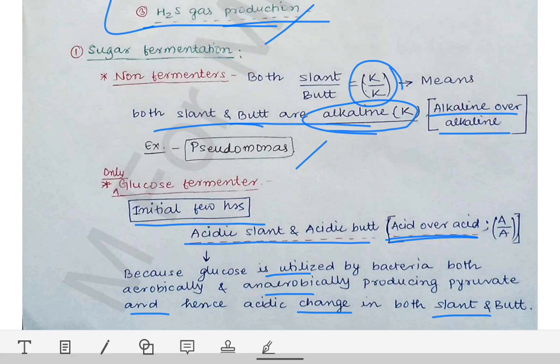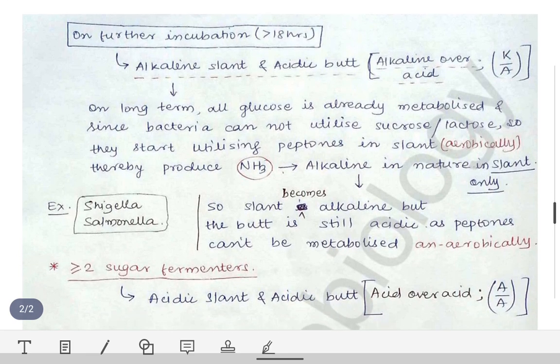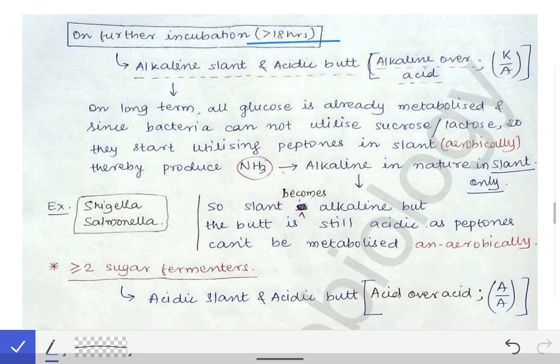But let's see why, over prolonged incubation, it changes to an alkaline over acid reaction. That is a very important concept to understand: why, in the later parts of the incubation, after more than 18 hours, there is a change in the reaction to alkaline over acid.